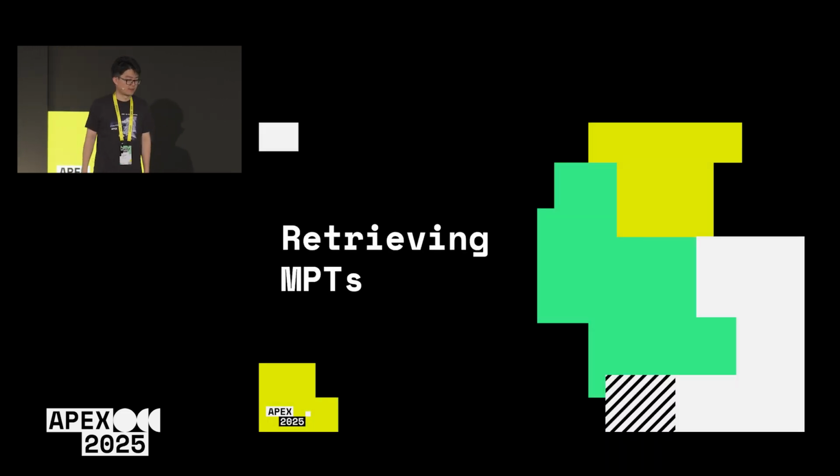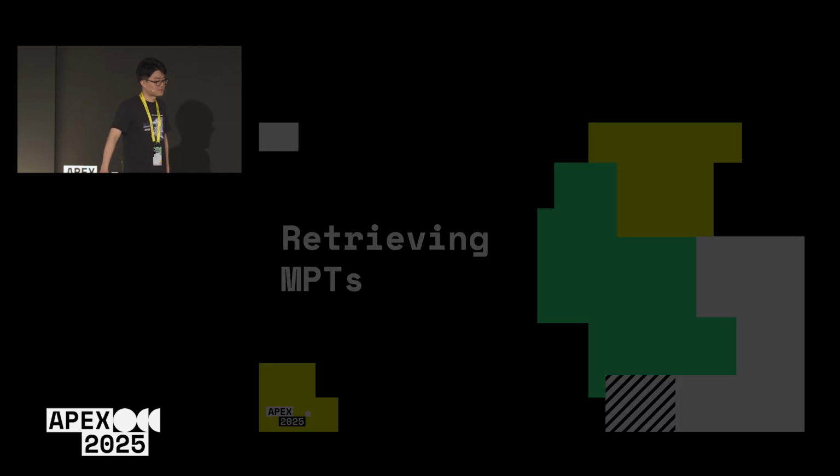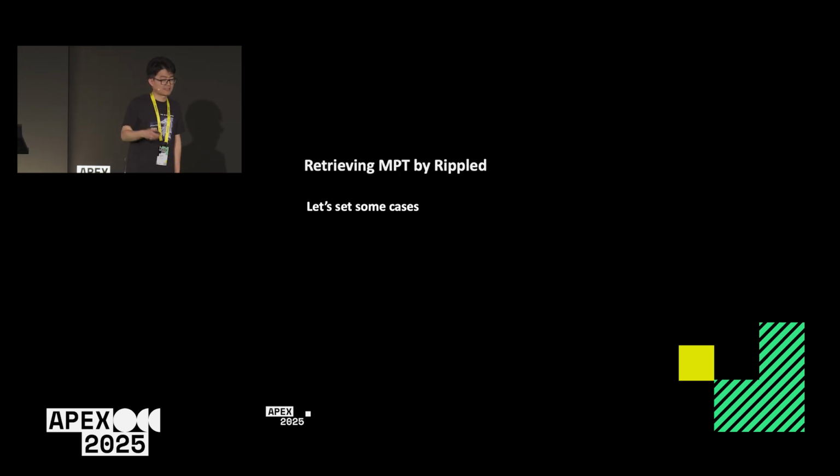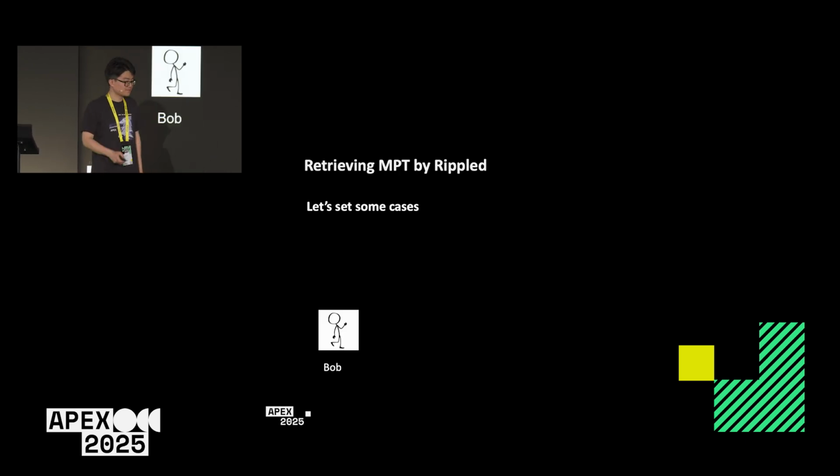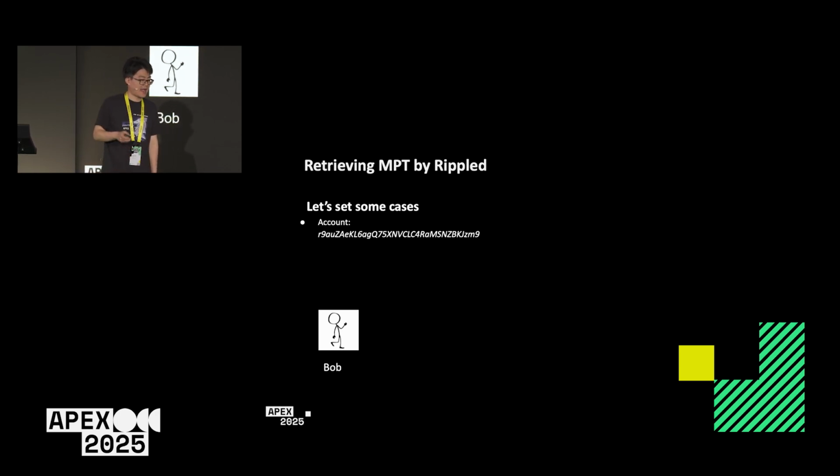Okay. Retrieving multi-purpose tokens. This is where the fun begins. So how do we retrieve an MPT through rippled? Let's first set some cases. Let's take our friend Bob here again. And let's say Bob has this particular account, R9AUZ, on the XRP ledger.